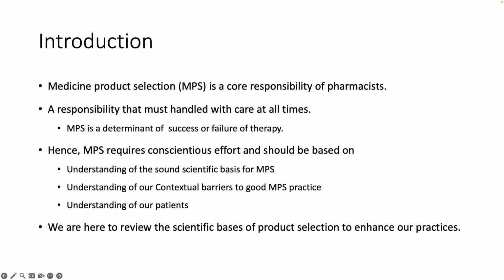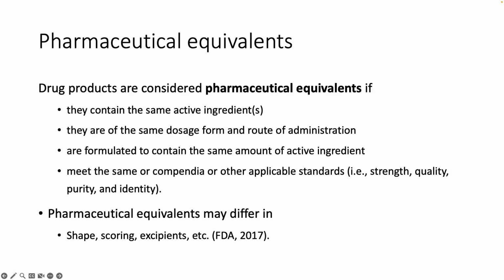So let's quickly look at some of the evidence of why we do what we do. So I mentioned a number of terms at the beginning: pharmaceutical equivalence, bioequivalence, and pharmaceutical alternatives and therapeutic alternatives, right? Now, for drug products to be considered pharmaceutical equivalents, it means those drug products are considered to have the same active pharmaceutical ingredient, API.